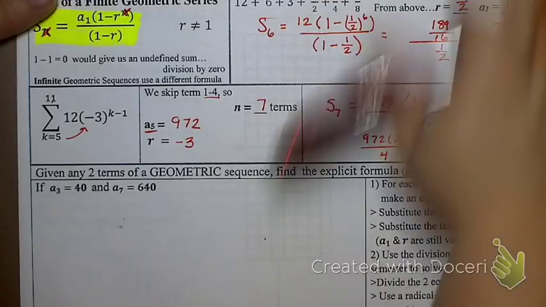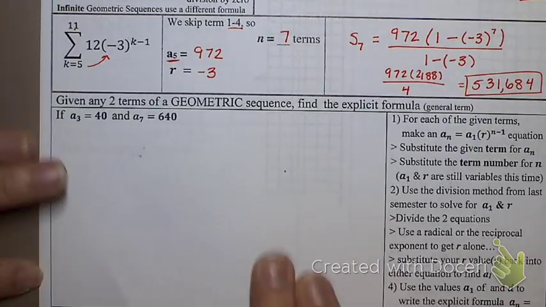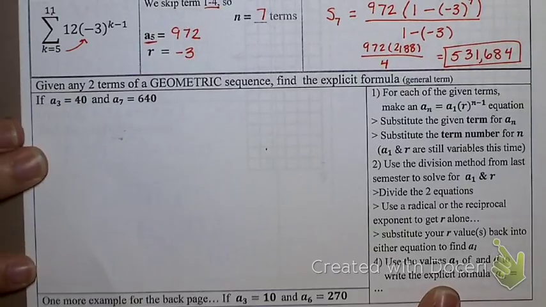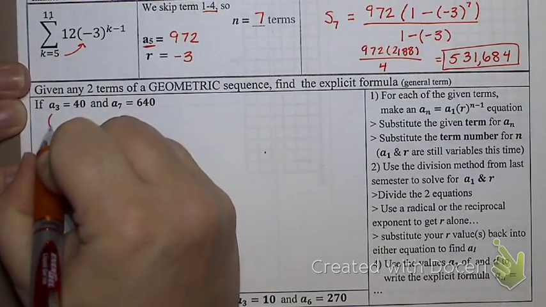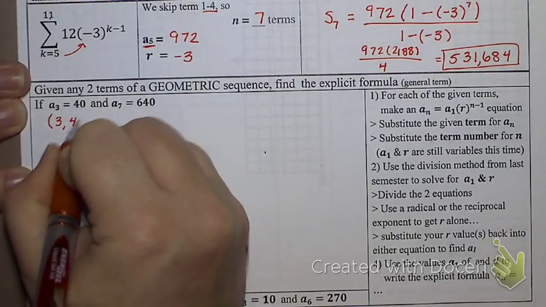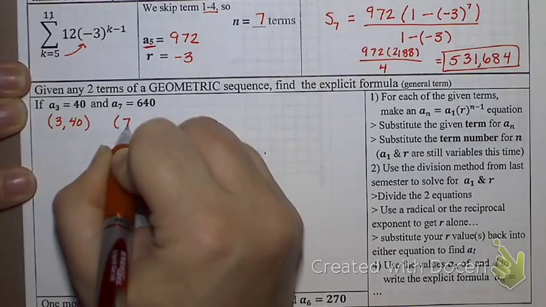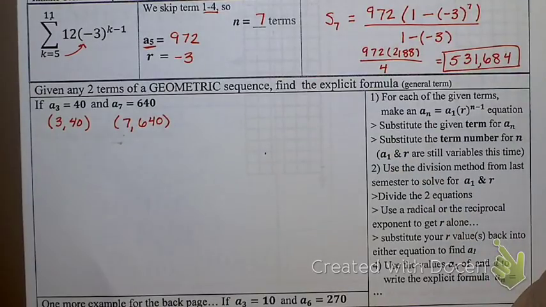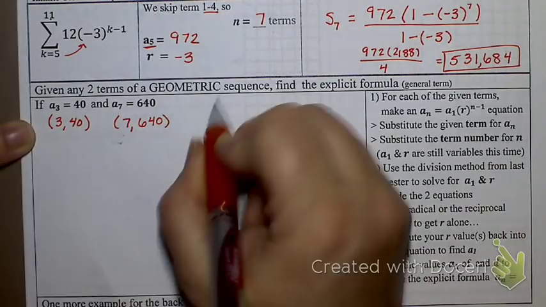Okay, last problem. Given 2 terms of a geometric sequence, find the explicit formula. So in other words, this is the term 3, 40, and this is the term 7, 640. Right? Now, this is not arithmetic, so I can't just go for slope. What I have to do is I have to think about my formula.